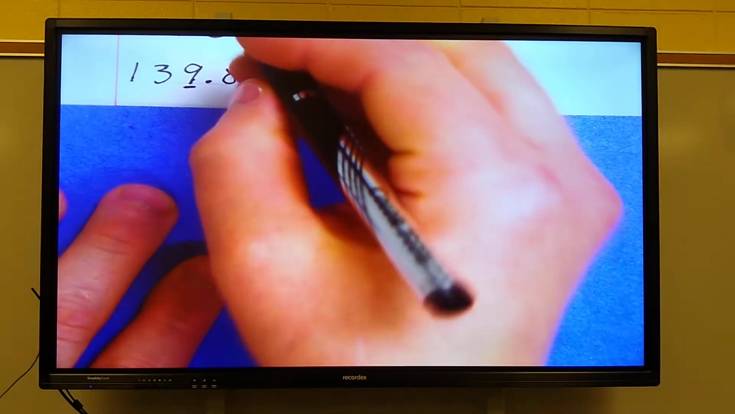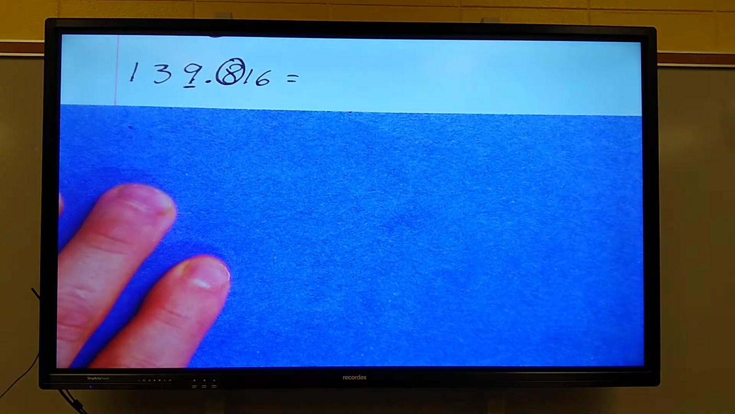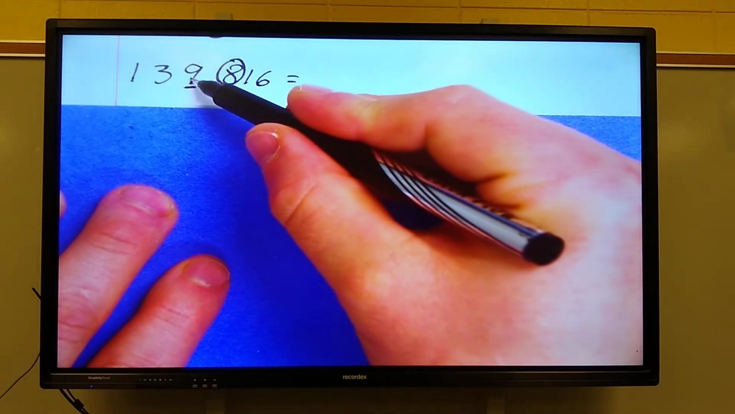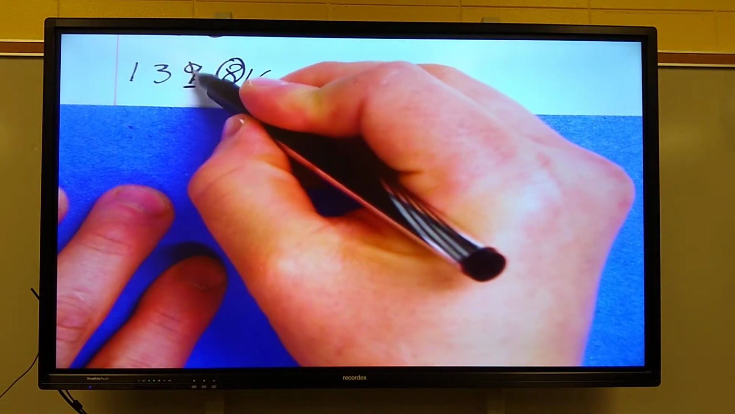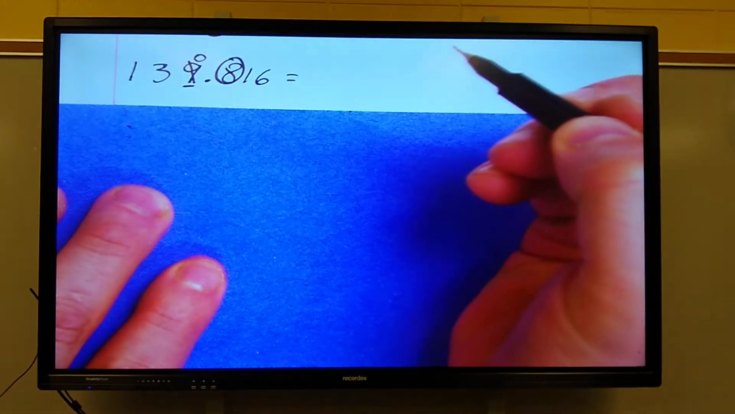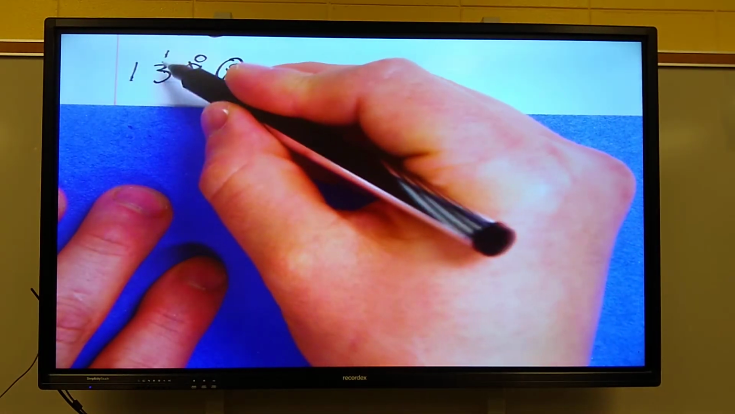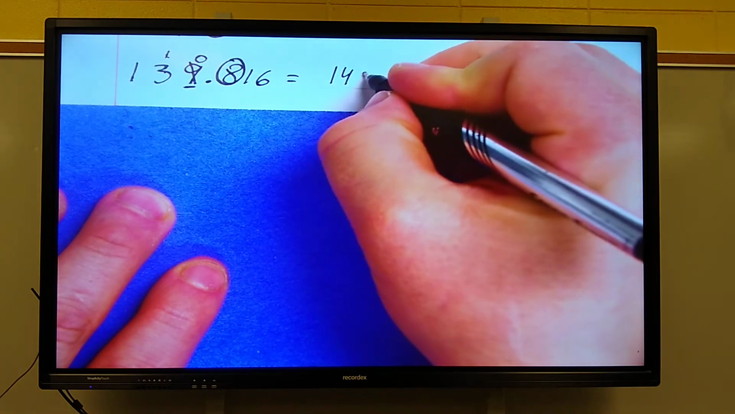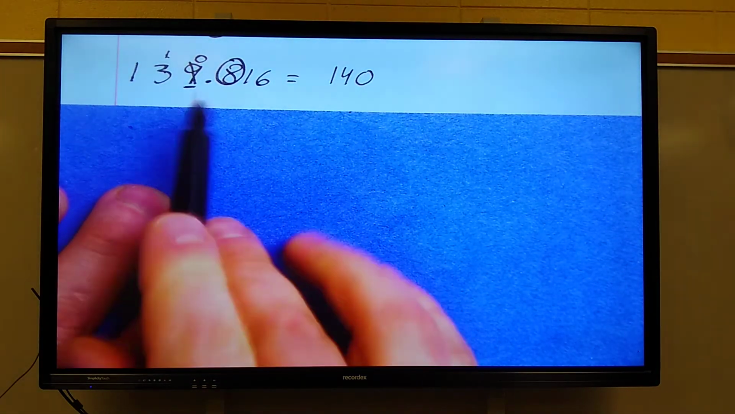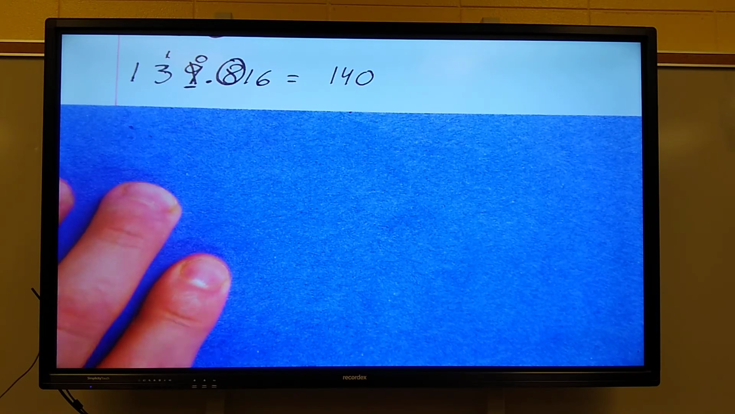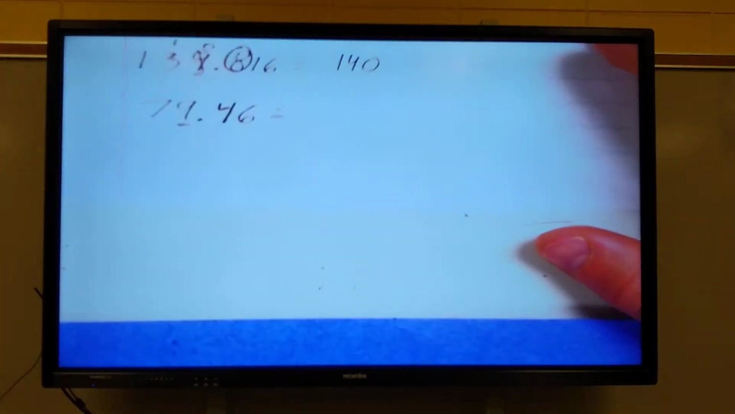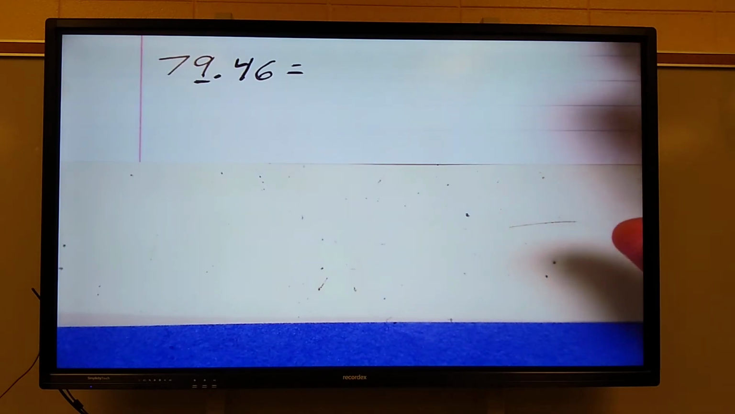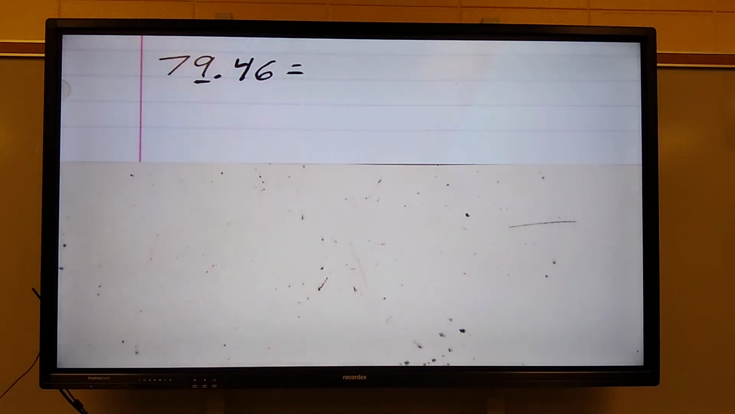All right. I look to the right. The 8 tells me to round the 9 up. The 9 becomes 10. Becomes a 0. I carry the 1. I add 1 to 3. My answer is 140. All these decimal places disappear. All right, last one. Round that one, the underlined 9. Pause the video.